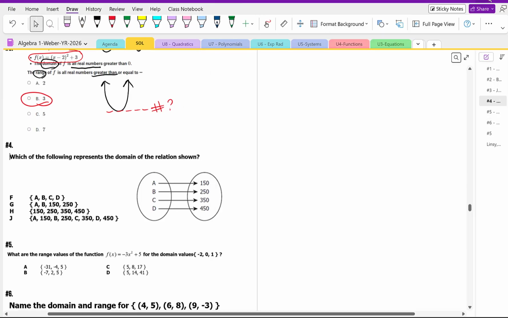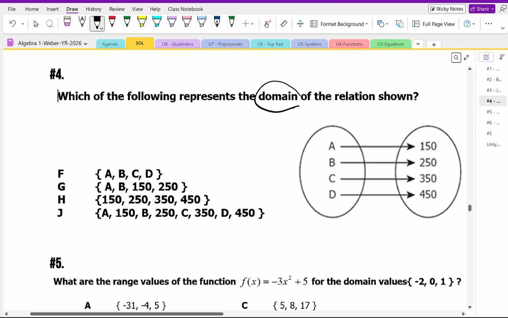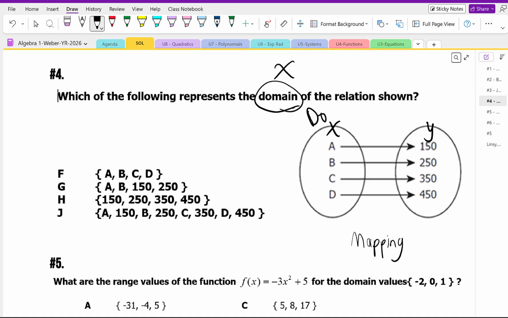Let's make it bigger. Okay, number 4. The important vocabulary word is domain, so circle it. Remember, if we're talking about a graph, we would say left to right. If we're using numbers or letters, in this case, we're going to say domain is x. So remember that this is called mapping. This type of representation, okay? X is always first, Y is always second. So in this case, the first one is domain, and the second one is range. So, literally, domain is A, B, C, D, and that's it.